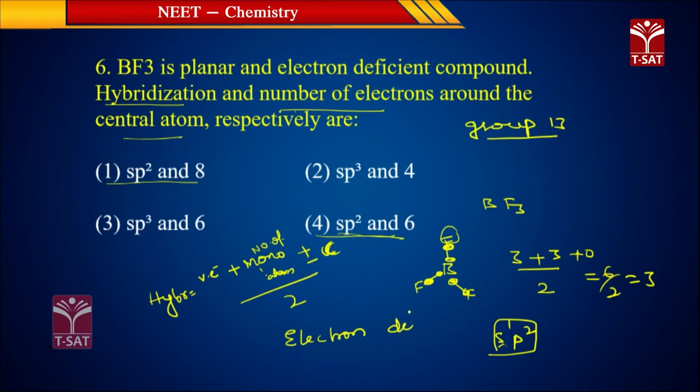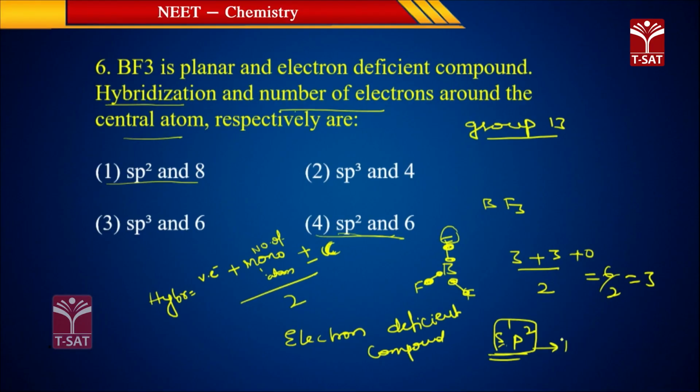It is an electron deficient compound because it does not have an octet configuration. Octet configuration means any molecule or compound should have 8 electrons, right? That is why it is electron deficient. So, BF3 and anything undergoing sp2 hybridization will have trigonal planar shape. Remember carefully, trigonal planar. sp3 means tetrahedral, right?